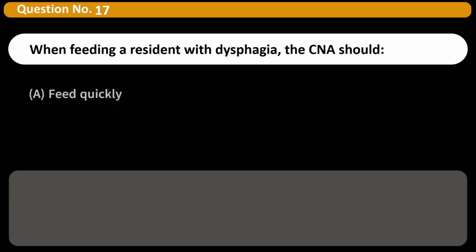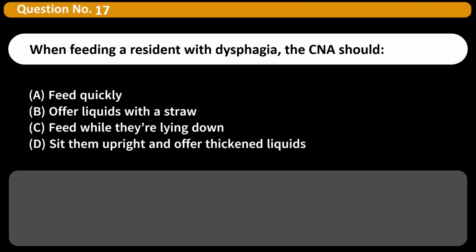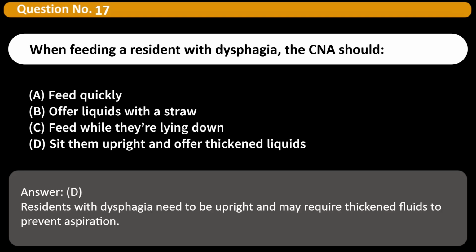When feeding a resident with dysphagia, the CNA should: A. Feed quickly. B. Offer liquids with a straw. C. Feed while they're lying down. D. Sit them upright and offer thickened liquids. Answer: D. Residents with dysphagia need to be upright and may require thickened fluids to prevent aspiration.